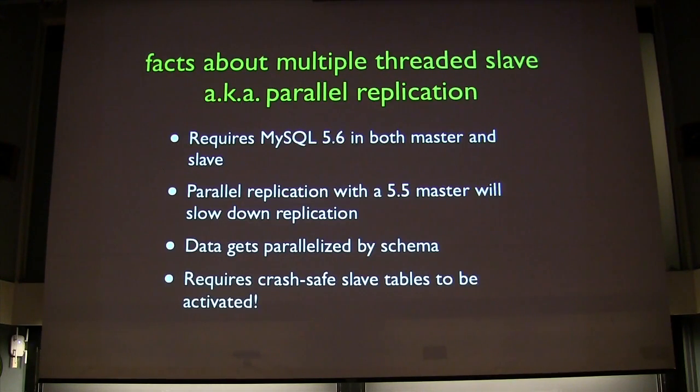Another important thing to know is that parallel replication in MySQL 5.6 cannot work well if you don't have a MySQL 5.6 master. So if you have a situation where you have 10 databases and you want to use parallel replication, it does not work if you put MySQL 5.6 only in the slave, because in that case, replication will slow down instead of speeding up. I tried that myself.